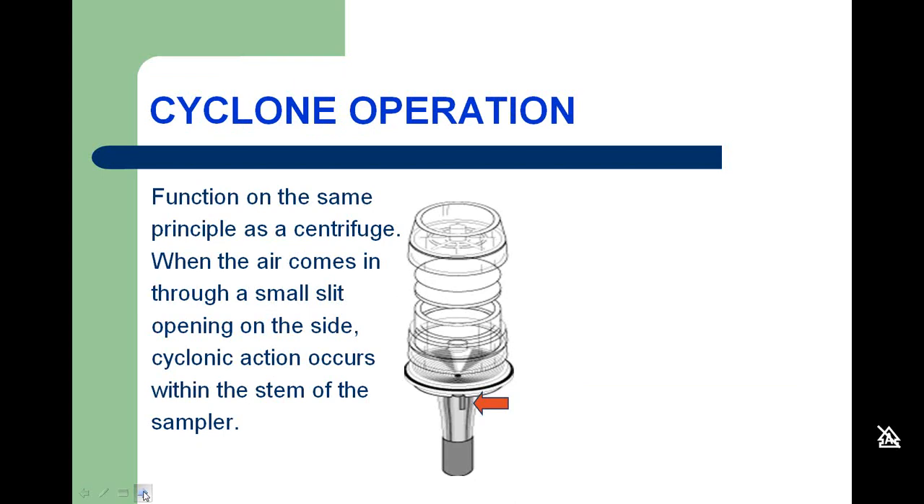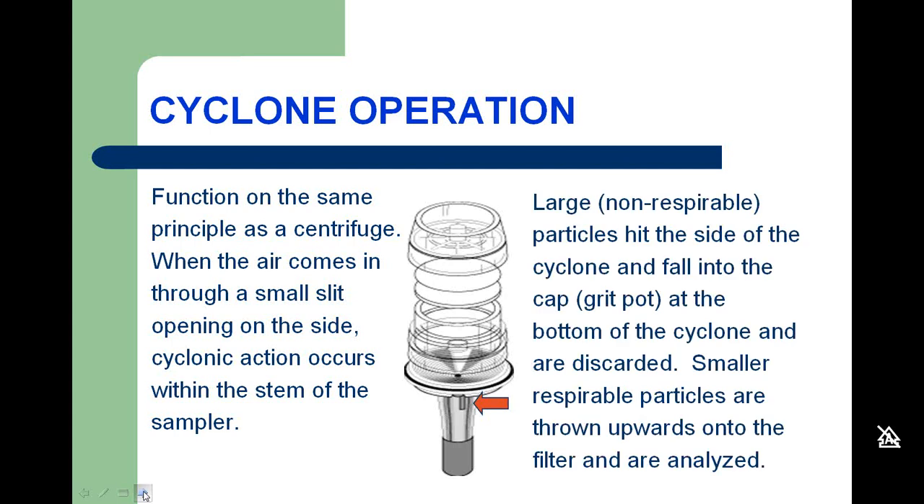Cyclones function on the same principle as a centrifuge. When the air comes in through the small slit opening on the side, cyclonic action occurs within the stem of the sampler. Large non-respirable particles are thrown out by centrifugal force, hit the side of the cyclone, and fall into the cap of the grit pot at the bottom and are discarded. Smaller respirable particles are thrown upwards onto the filter and are analyzed.